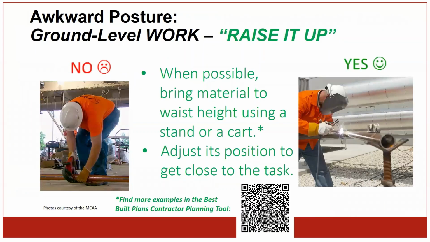Awkward postures are another hazard. It's important to teach your employees about these risks and provide them with equipment such as a cart or stand to assemble materials that they can use to raise the work up and avoid working at floor level on the ground. On this slide, under yes, for example, a jig or pipe stand on a tripod is being used so the worker can work at waist level. Different trades would need to consider other equipment options suitable for their tasks.